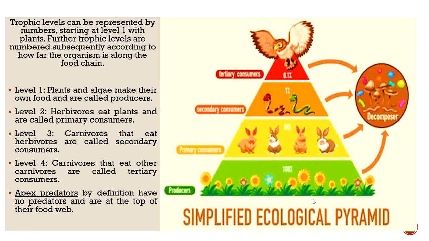Level 3, carnivores that eat herbivores, are called secondary consumers. Level 4, carnivores that eat other carnivores, are called tertiary consumers. Tertiary because they are carnivores that eat other carnivores. All right, so the last level on the very top is the apex predator. By definition, they have no predators and are at the top of their food web. So they are the last ones to eat, you know.